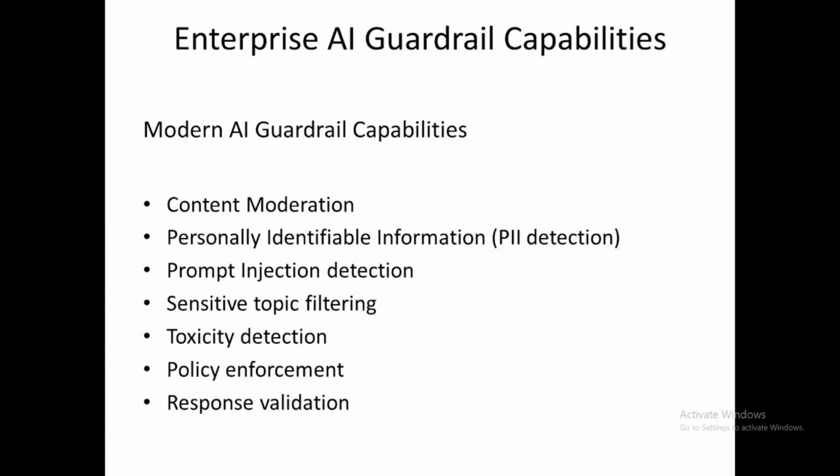So, enterprise AI guardrail capabilities. Modern AI guardrail capabilities are content moderation, personally identifiable information, prompt injection detection, sensitive topic filtering, toxicity detection, policy enforcement, response validation. This is how an enterprise AI guardrail works.